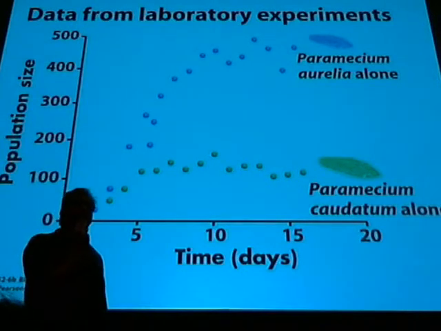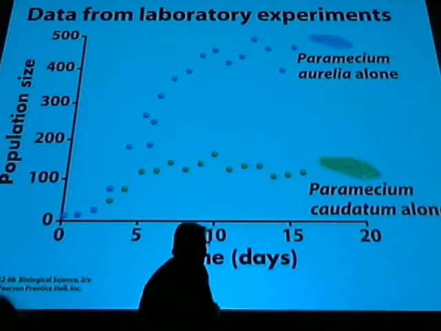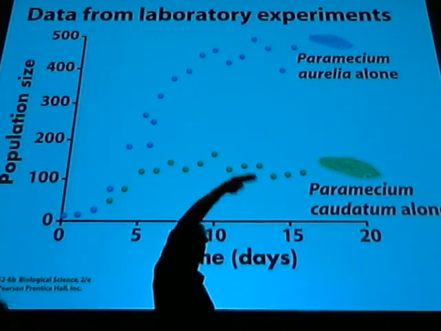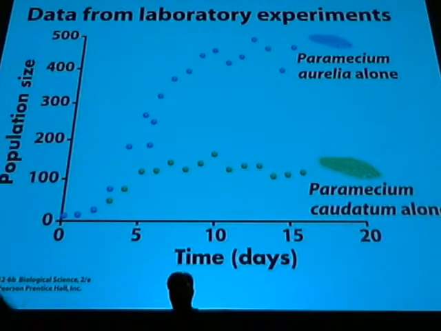Just be logical about it. Logistic growth. Very good. Remember logistic growth, that S-shaped curve where they balanced out and reached a carrying capacity. Now let's make it spicy. Let's put them together and see what happens. Like cage fighting.